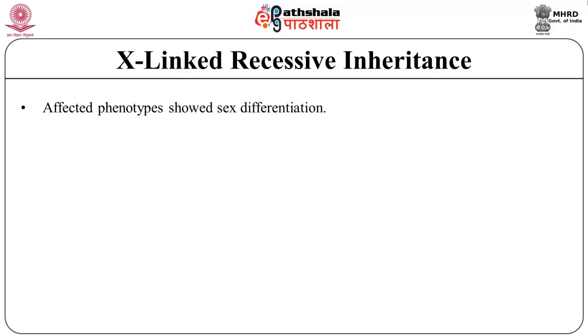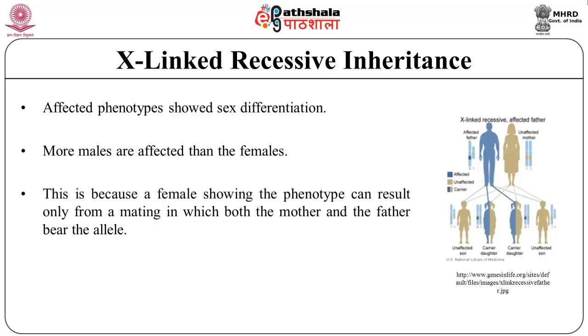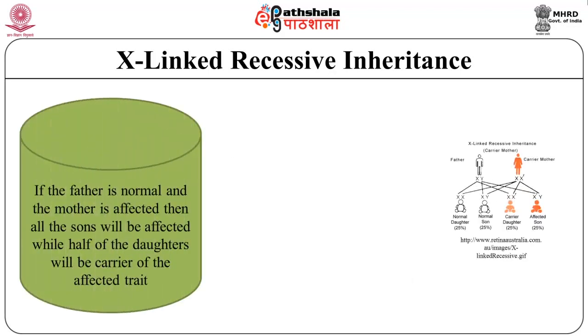Now let's talk about X-linked recessive inheritance. In X-linked recessive inheritance, the affected phenotype shows sex differentiation. Typically, more males are affected than females. This is because a female showing the phenotype can result only from a mating in which both the mother and the father bear the allele, whereas a male with the phenotype can be produced when only the mother carries the allele. For example, if the father is normal and the mother is affected, then all the sons will be affected, while all the daughters will be carriers of the affected trait.